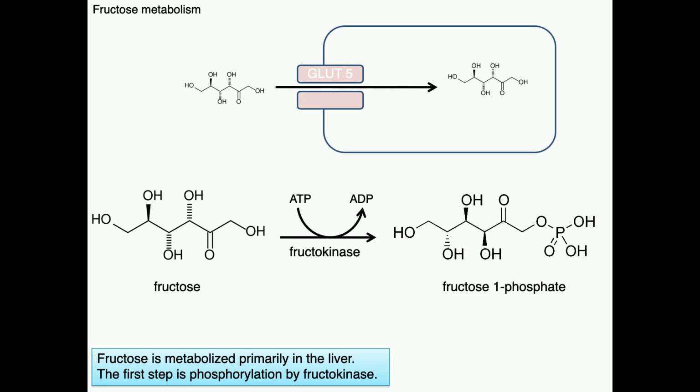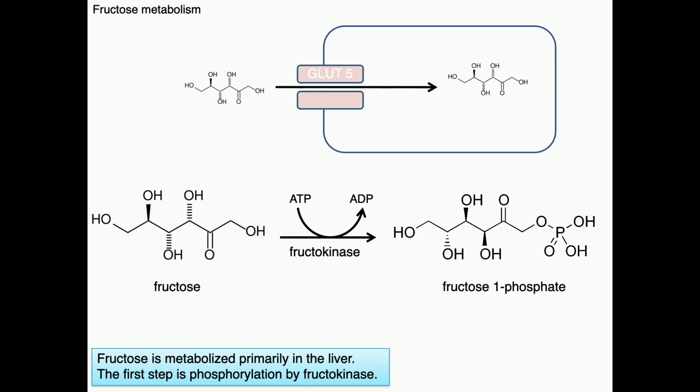the liver is normally the major site of fructose metabolism. So the first step of fructose metabolism recapitulates the first step in glucose metabolism, and that is the phosphorylation of the fructose. So there's a dedicated fructokinase enzyme that can make fructose 1-phosphate. Fructose can also be phosphorylated by hexokinase, but at a much slower rate. Hexokinase's preferred substrate is glucose, but it can also act on fructose.